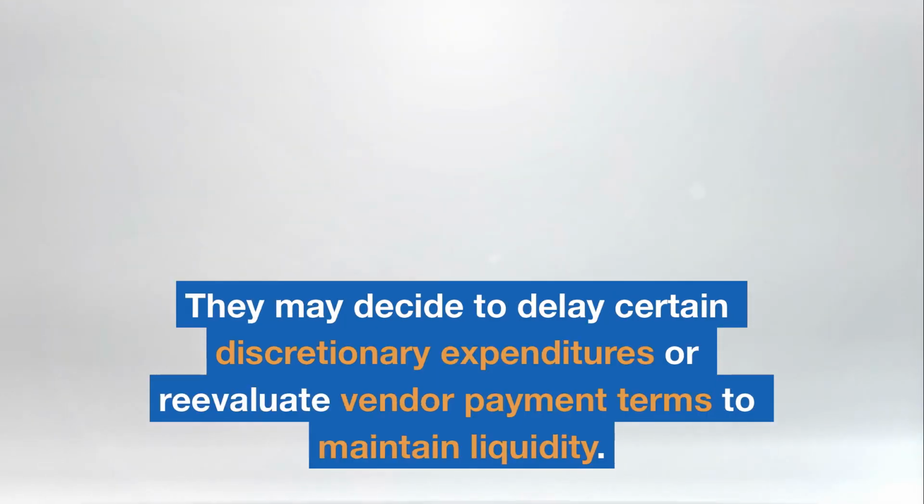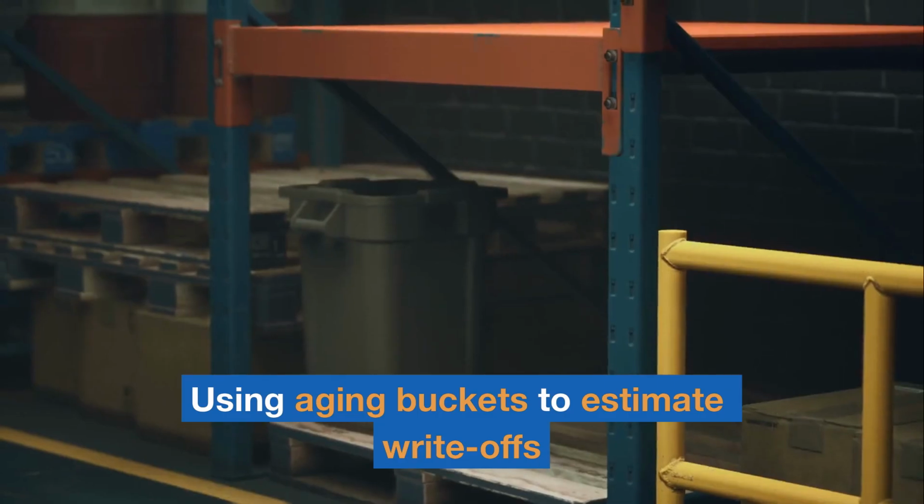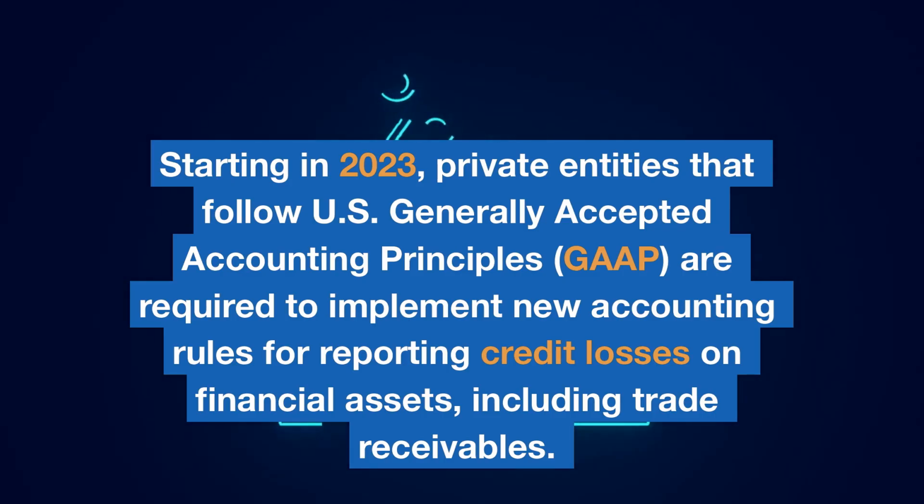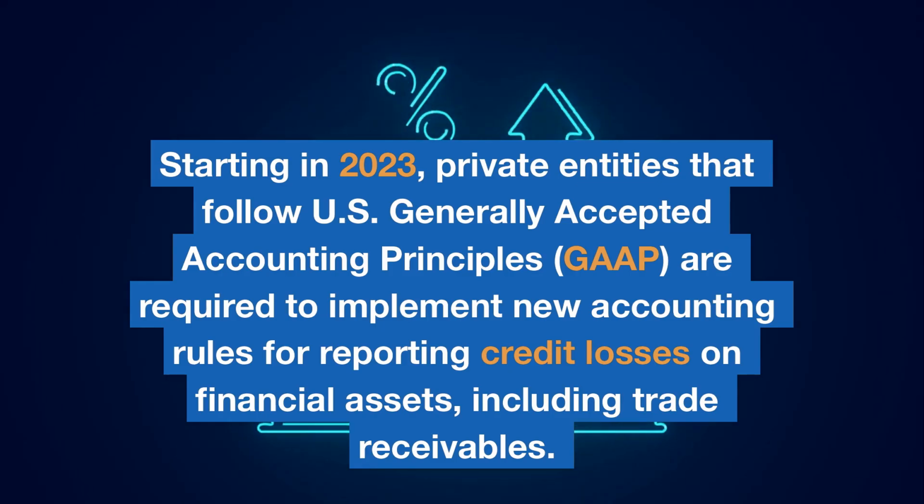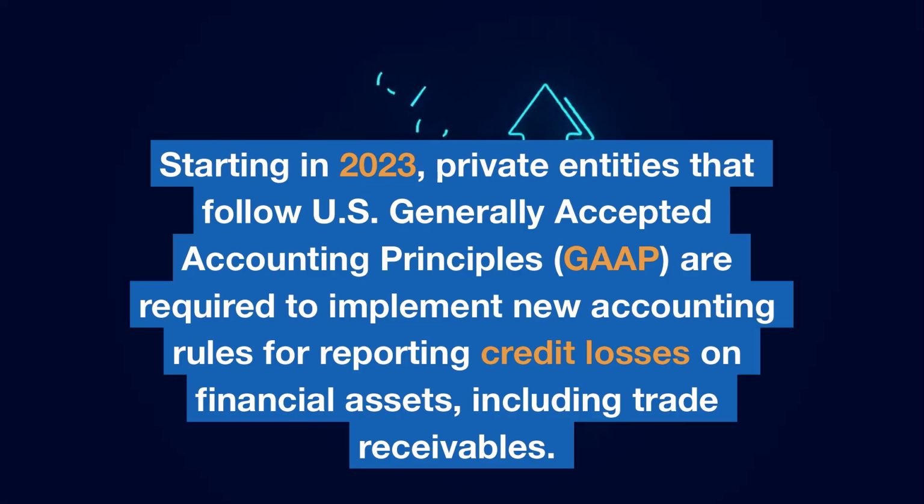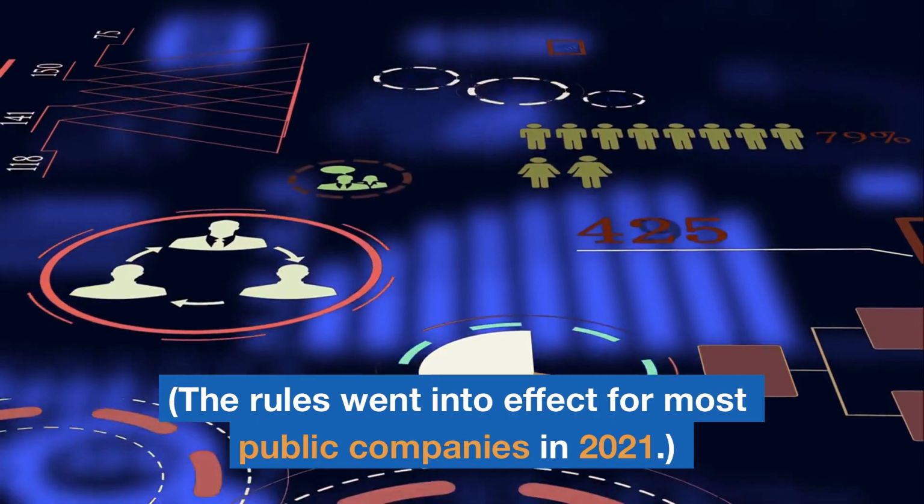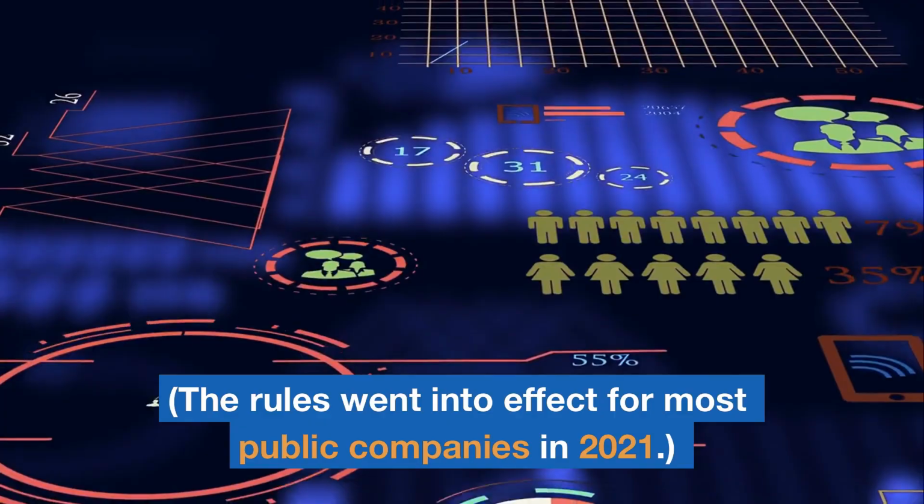They may decide to delay certain discretionary expenditures or reevaluate vendor payment terms to maintain liquidity. Using aging buckets to estimate write-offs, starting in 2023, private entities that follow U.S. Generally Accepted Accounting Principles, GAAP, are required to implement new accounting rules for reporting credit losses on financial assets, including trade receivables. The rules went into effect for most public companies in 2021.